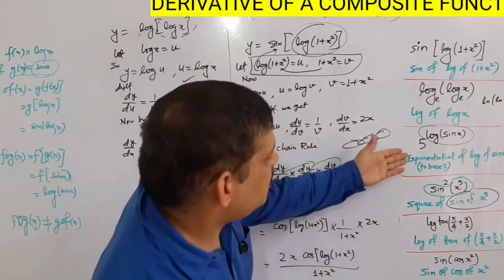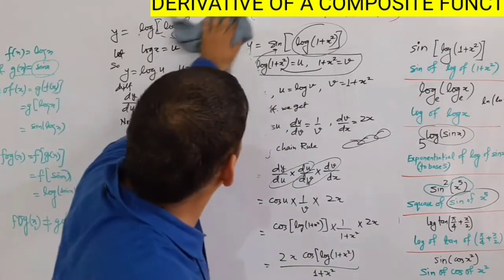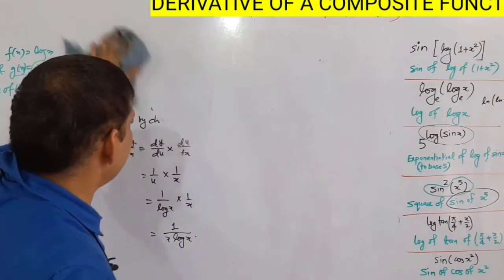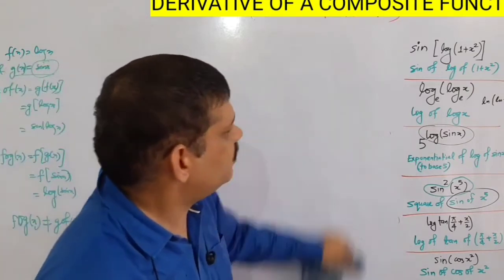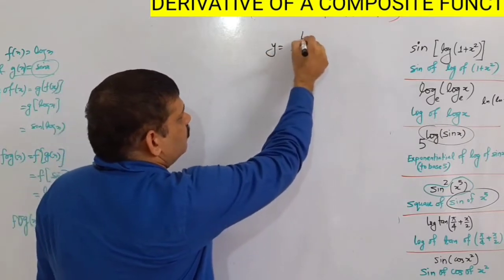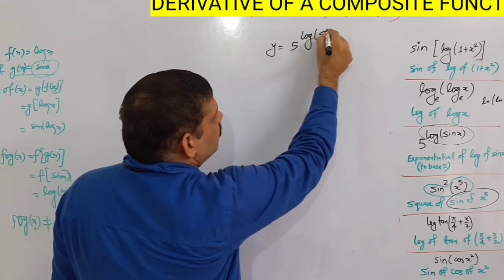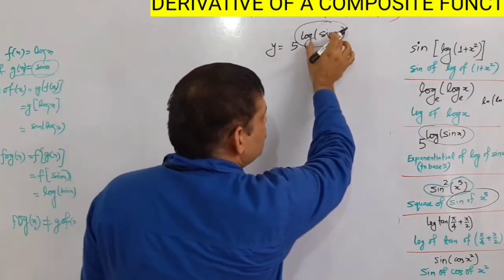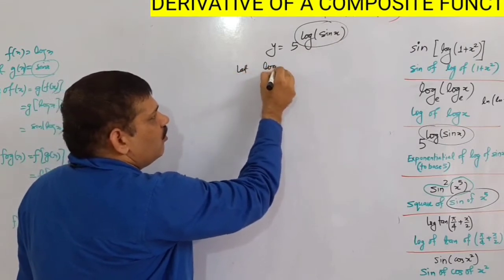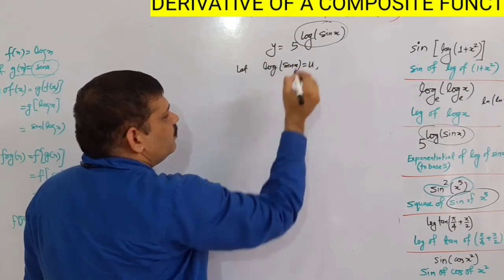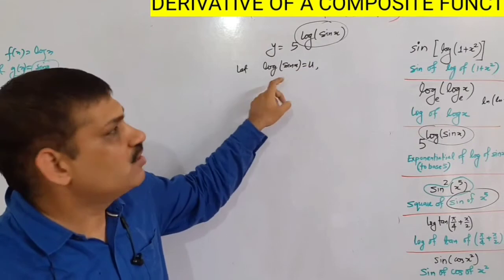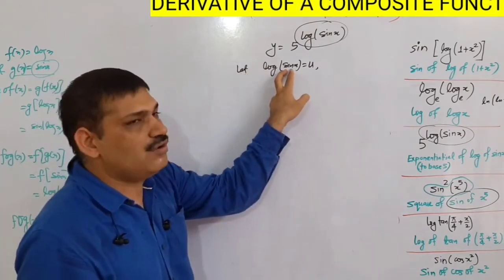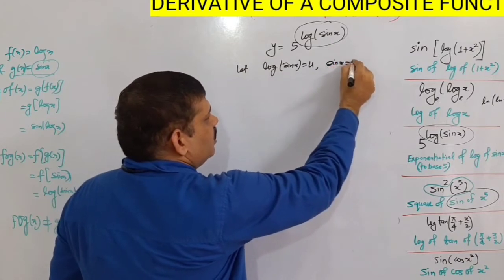Now let's take some more examples. Here we have 5 raised to log of sine x. So y is equal to 5 raised to log of sine x. When we read it, this is an exponential of a variable, and this exponent will be treated as a new variable. So let log of sine x be equal to u. We do not have any formula for the derivative of log of sine x, so it will again be read as a function of a function. Log of a variable. Log of what? Log of sine x. So this sine x will be treated as v.